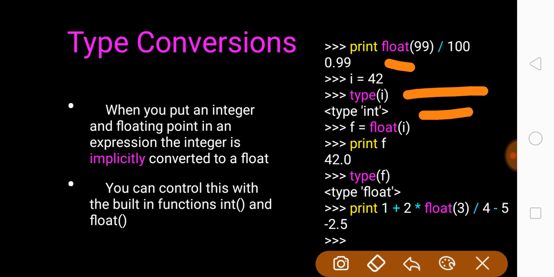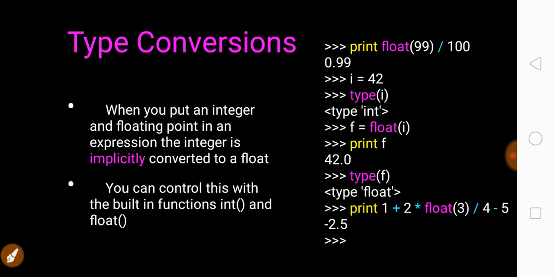For example, suppose we have given i equal to 42, and if we use the function type of i, it will print the type integer. That means 42 is of type integer. Suppose we have converted i into a float. Now if we print f, it is printing 42.0, and if we print the type of f, it will print float. That means type, float, int, str are all built-in functions.